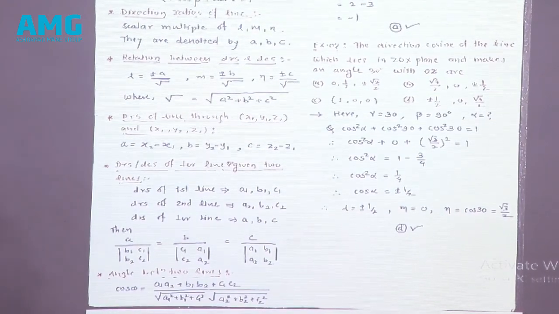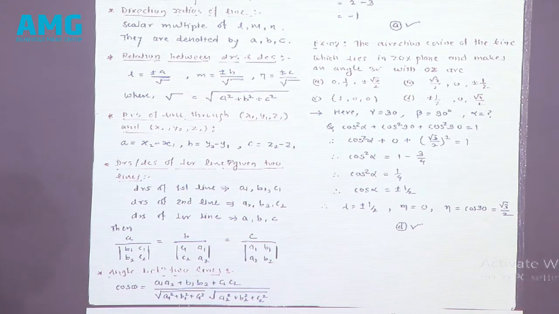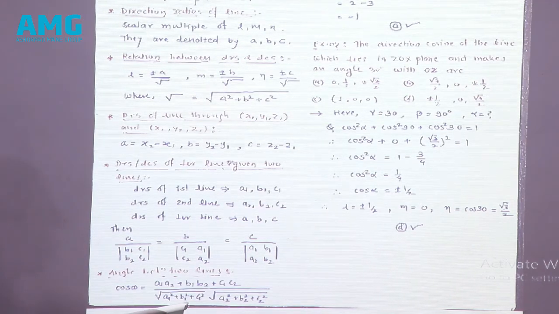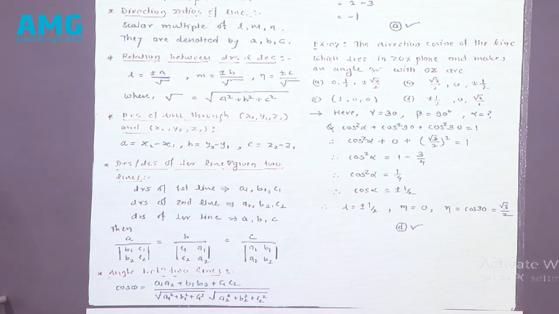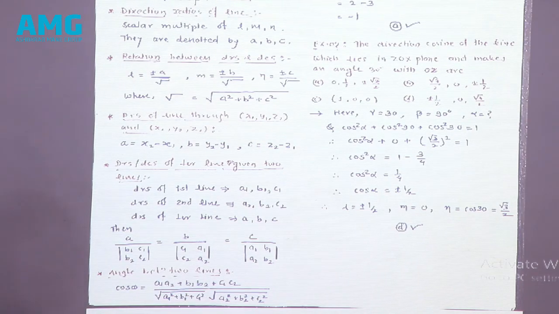Now, angle between two lines. Cos of theta is equal to A1 A2 plus B1 B2 plus C1 C2 upon root of A1 square plus B1 square plus C1 square into root of A2 square plus B2 square plus C2 square. This is the formula related to the angle between two lines. This is the most important formula. We use it; this is the output of the dot product also. A1, B1 and C1 are the DRS of the first line, A2, B2, C2 are the DRS of the second line.